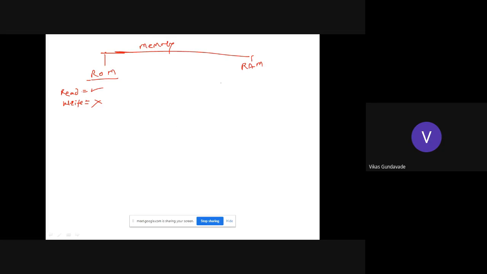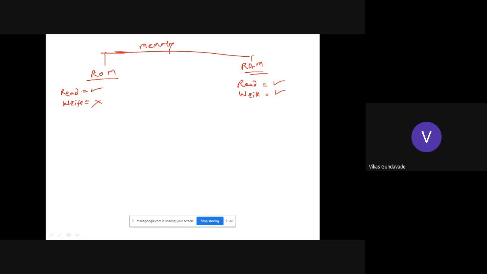But for RAM, it is random access memory. That means the programmer or the user can read the data which is available in the memory, and at the same time can also write data into the memory. So reading and writing is available in random access memory, and in read-only memory we can only read the memory, not write it.